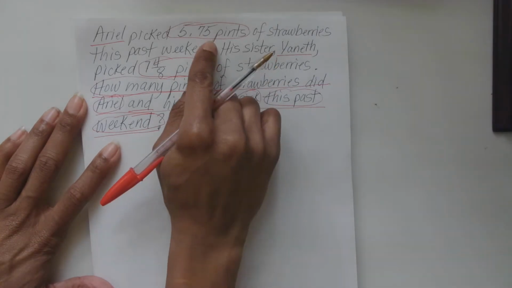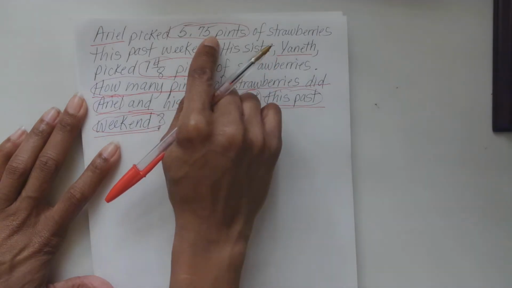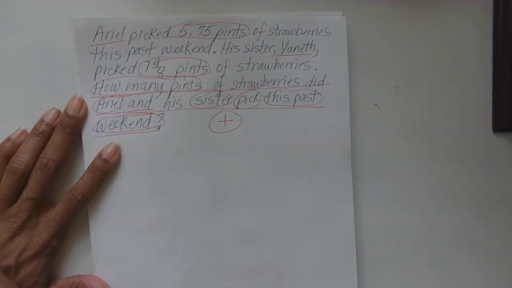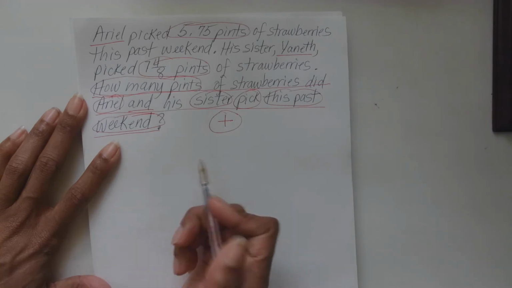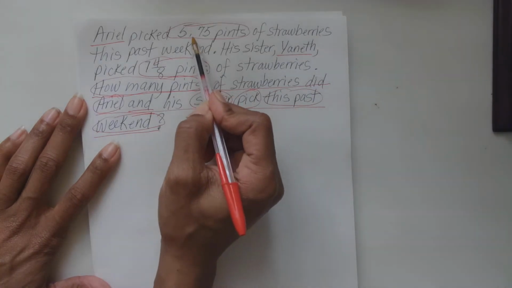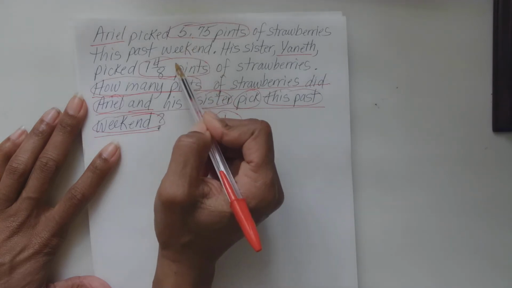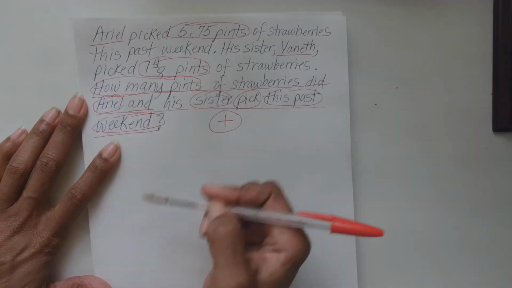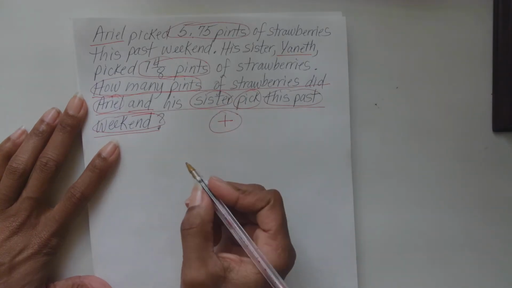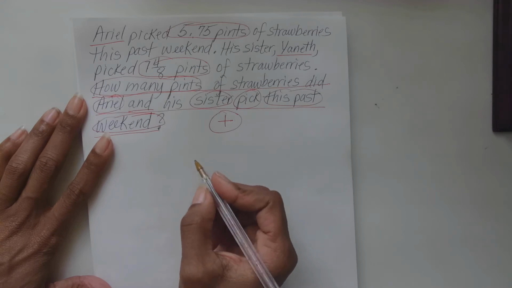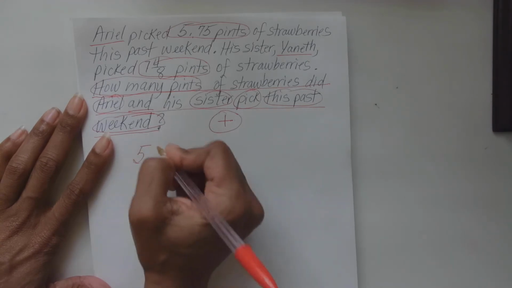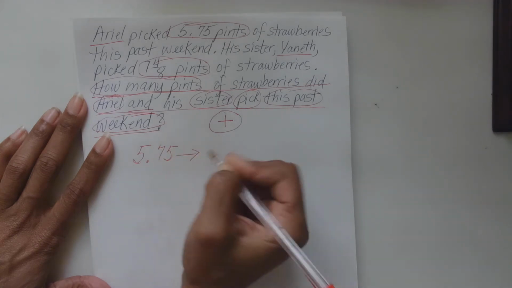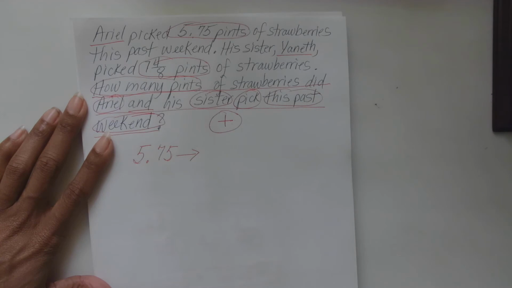So we know that we need to add these two numbers, a decimal number and a mixed number. There's a problem. We cannot add or subtract different types of numbers. So either I will need to change 5.75 to a mixed number or 7 4/8 to a decimal number. Because this lesson is focusing on adding and subtracting mixed numbers with uncommon denominators, I'm going to take Ariel's amount, 5.75, and I'm going to rewrite this as a mixed number.